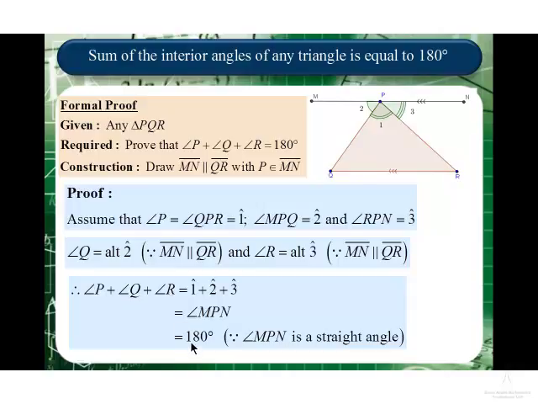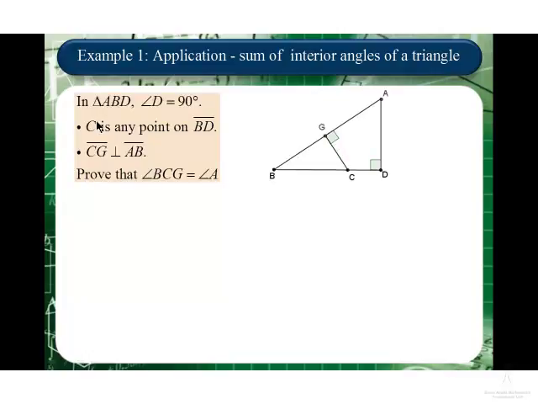to 180 degrees. In example 1, we look at an application of the sum of interior angles of a triangle result. In this figure, we have the triangle ABD has a right angle at the vertex D as indicated. C is any point on the line segment BD, again as indicated, and furthermore the line segment CG is such that it is perpendicular to the line segment or the side BA for the triangle, with G of course being part of the side BA.